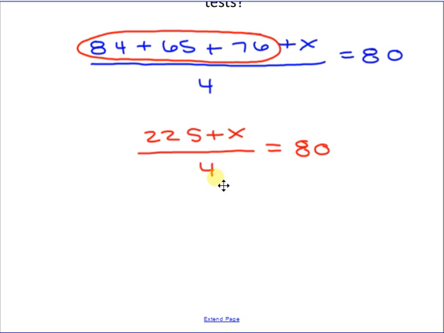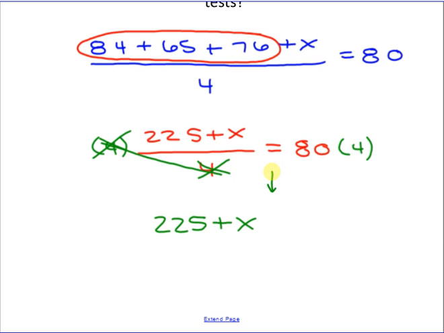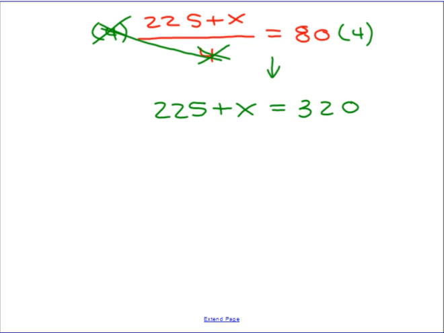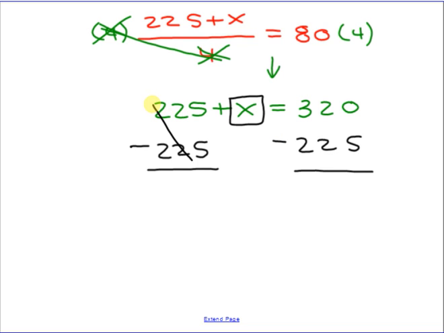Next thing we're going to do is we want to get rid of the 4, the denominator. So we're going to multiply both sides by 4. These are going to cancel because division and multiplication cancel each other out. We're going to bring down 225 plus x. We're going to bring down our equal sign, and 80 times 4 is 320. Now all that's left is to solve for x. So we're going to box our variable. We're going to do minus 225 and minus 225. These are going to cancel. We're going to bring down our x, bring down our equals. And then x equals 85.